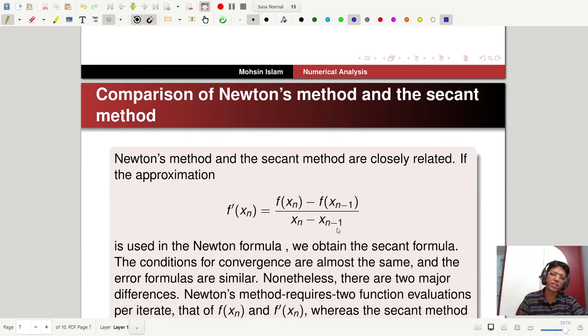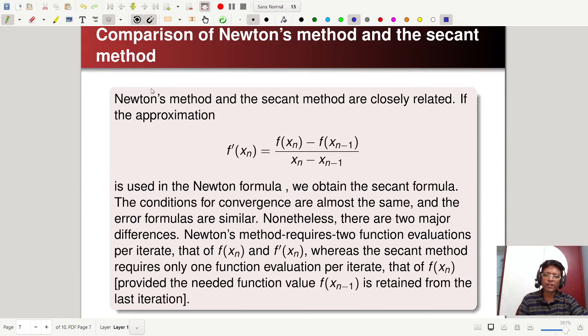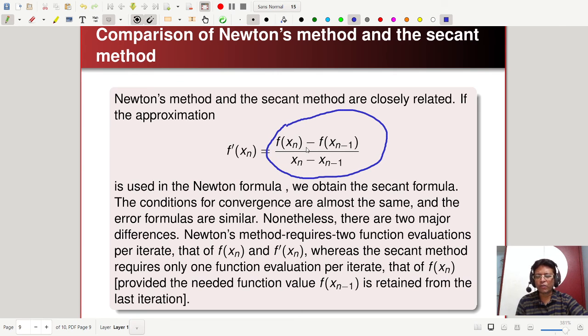Let's have a comparison between Newton's method and the secant method. They are closely related because geometrically they look similar. If the approximation of f prime is used in Newton's formula, if you substitute it, you will get the secant formula. That is the difference. The conditions of convergence are almost the same, and the error formulas are similar.